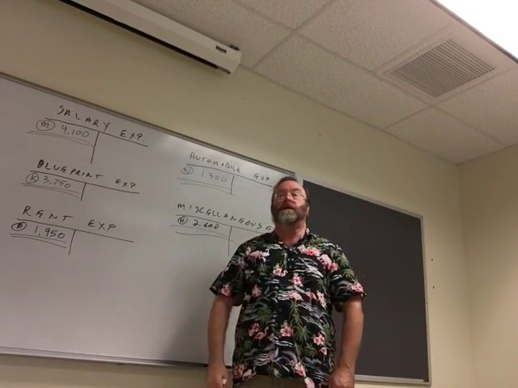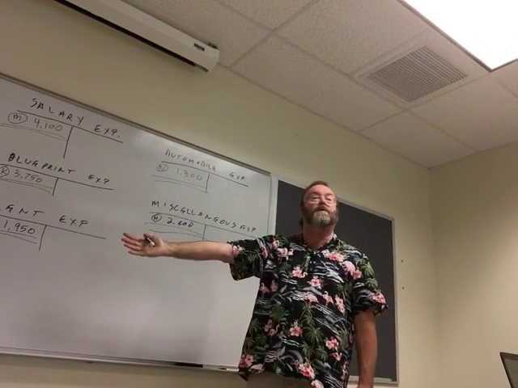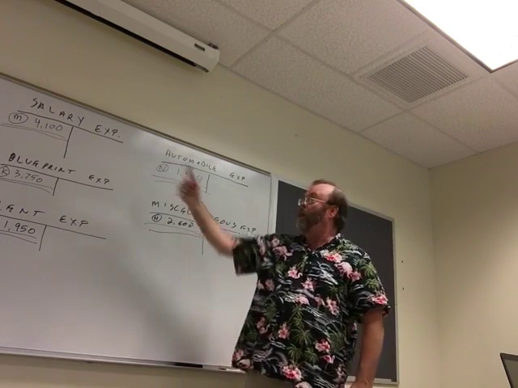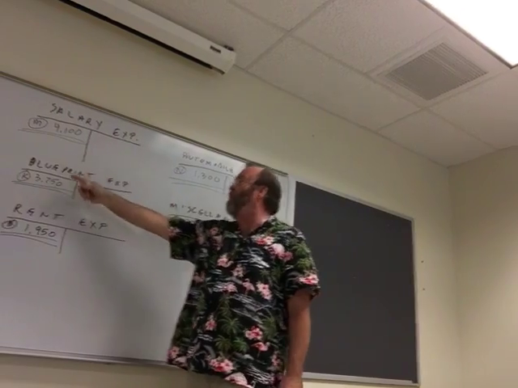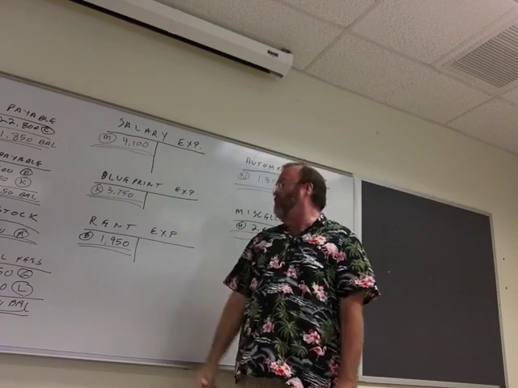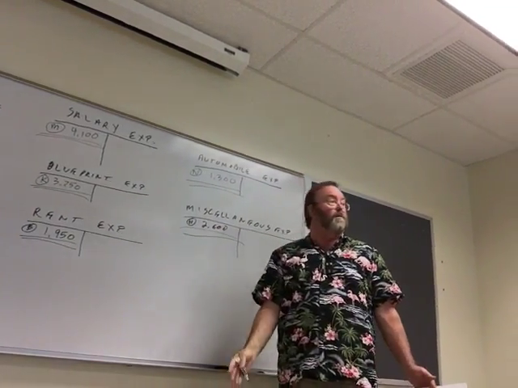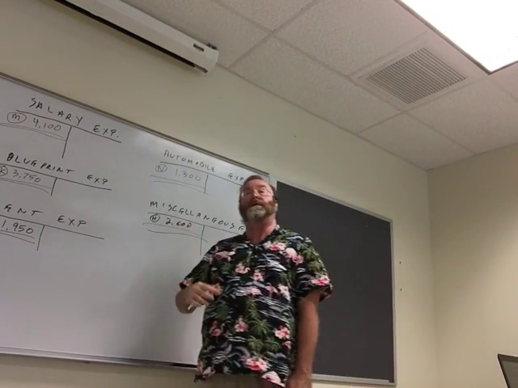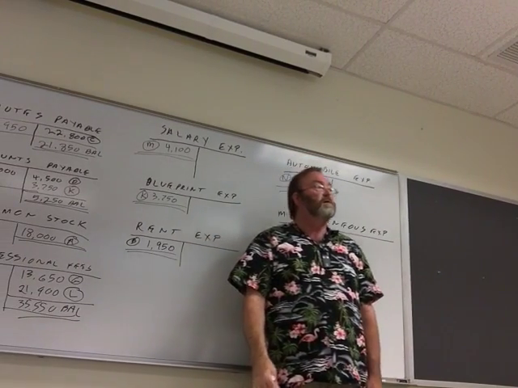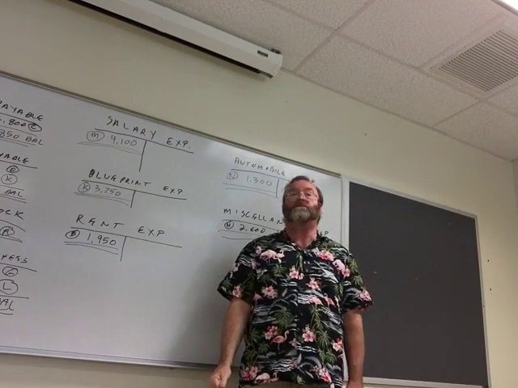Right? Everybody understand? So at this point, you could write an income statement with revenue of $35,550, deduct the expenses, salaries $4,100, blueprint expense $3,750, rent expense $1,950 on down, and come up with net income. Net income added to beginning retained earnings of $0. There were no dividends paid in this case. So whatever the net income is the ending balance of retained earnings.